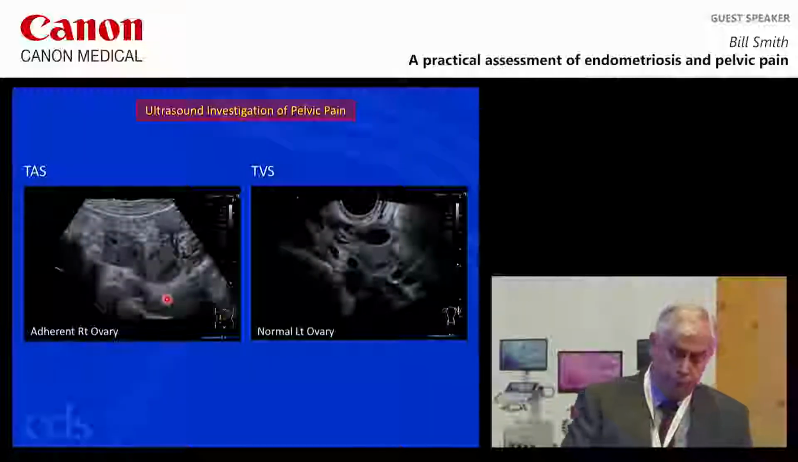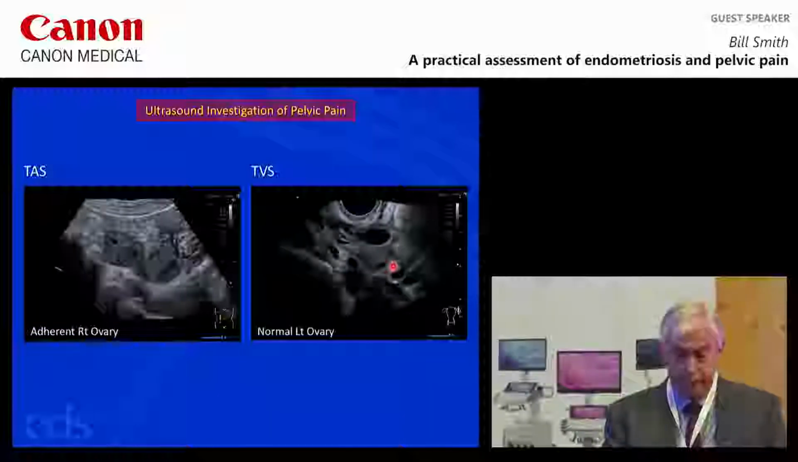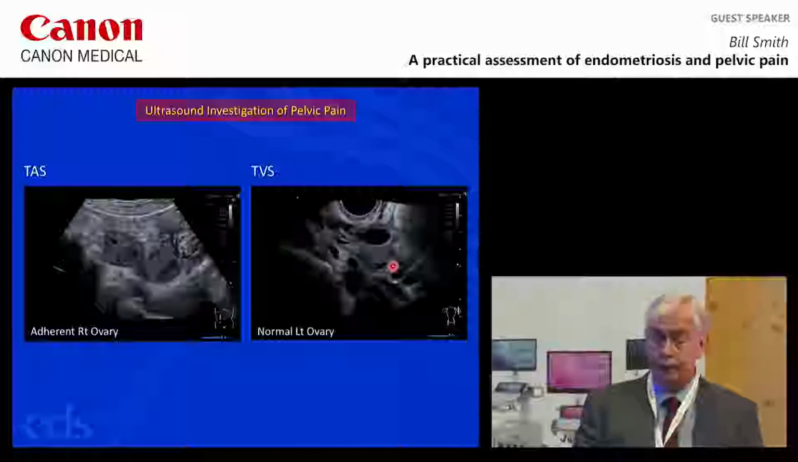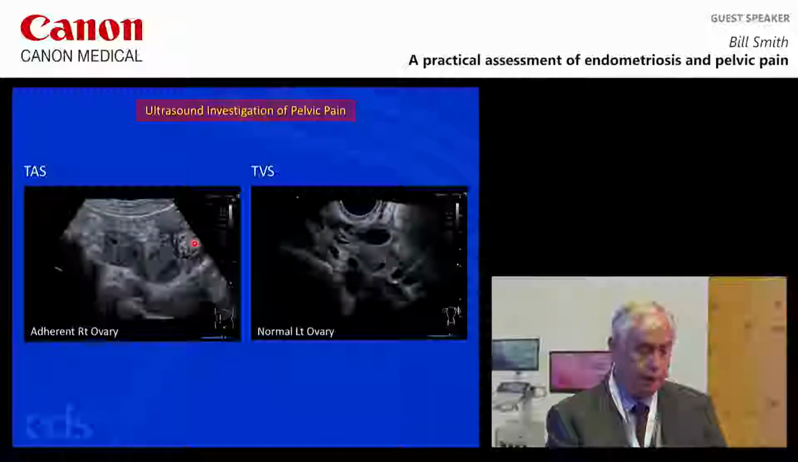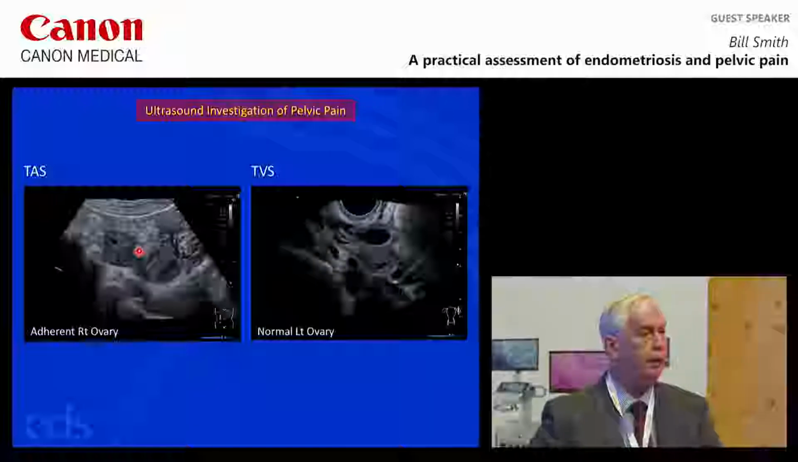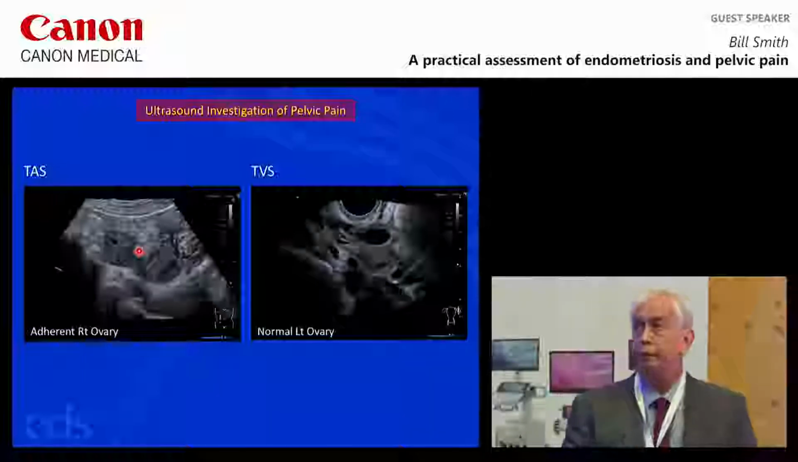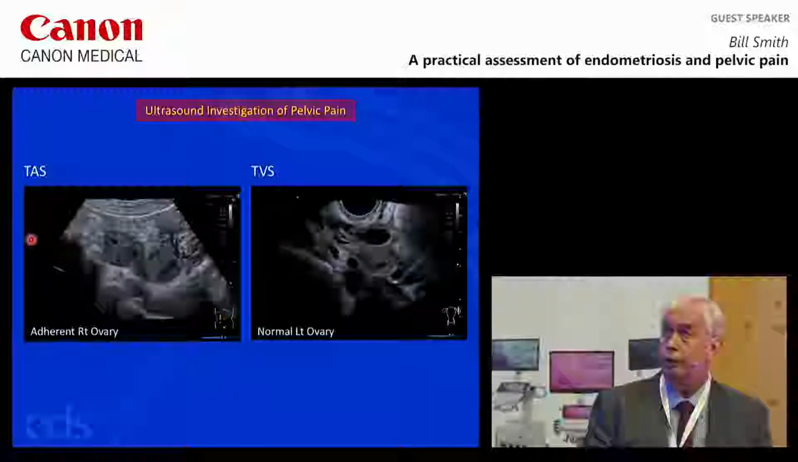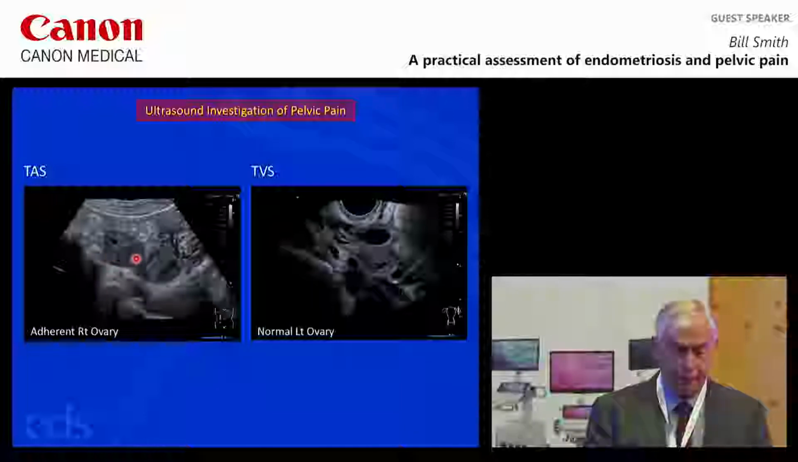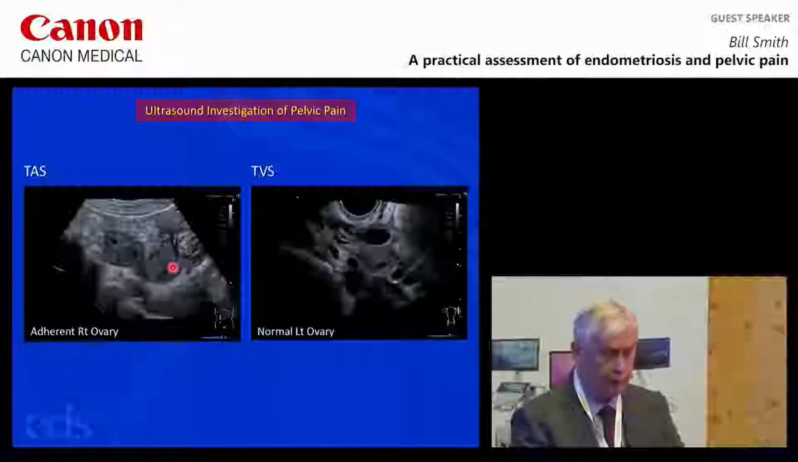So we've seen the importance of 3D in that case. If we look at this case, here's the left ovary, which we can see very nicely, but the right ovary is stuck up here. So we need to adopt a transabdominal approach here. Here's the right ovary there, and there's a chronic inflammatory mass associated with the right adnexa.